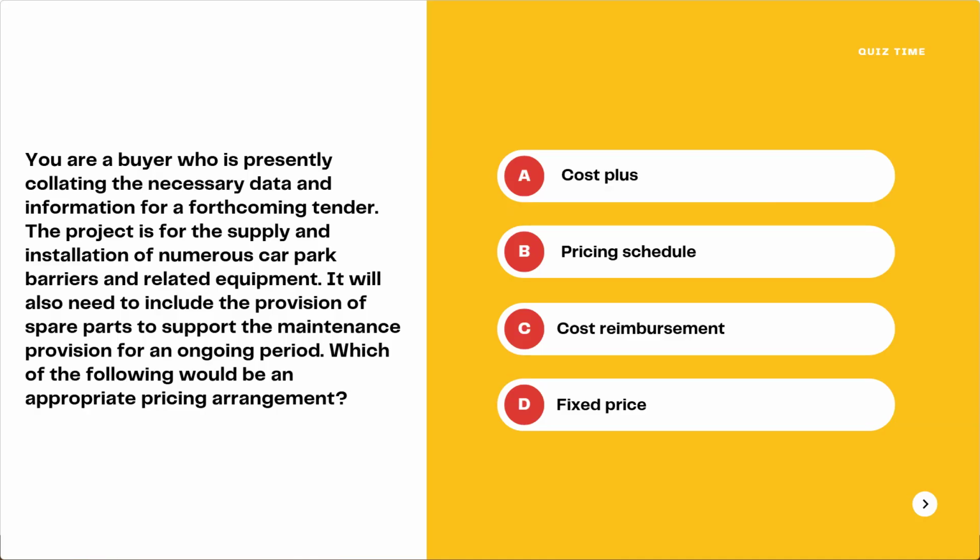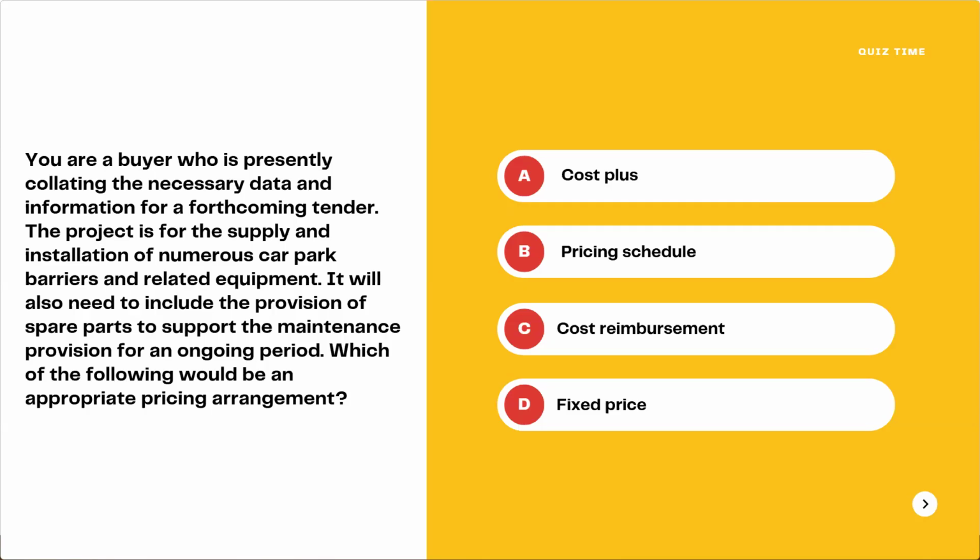Here, we have a project for installation and maintenance of car park equipment, including spare parts for maintenance. So the scope of the contract here is not very well known. Although we know there is a project about car park barriers, the part on spare parts should be applied. We don't know how much or how many parts we will use in the long run. So I think it is not possible to use a fixed price here.